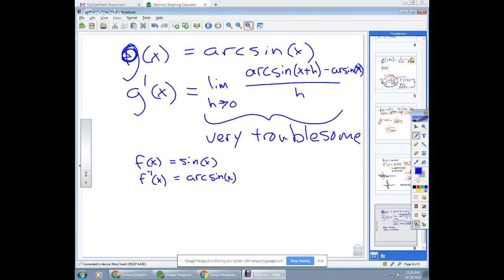Okay, so what's f prime? Cosine. It's just the cosine of x.